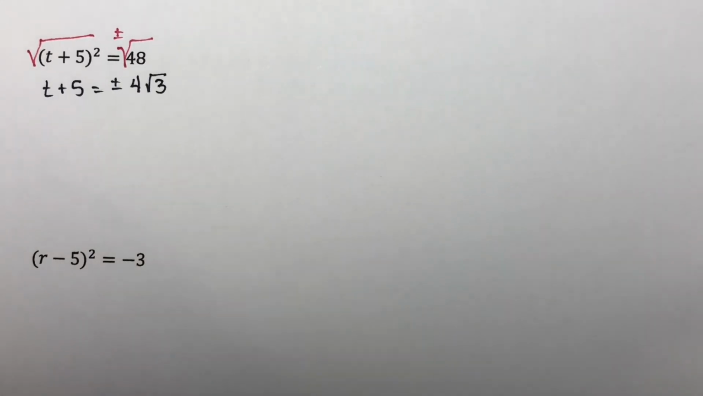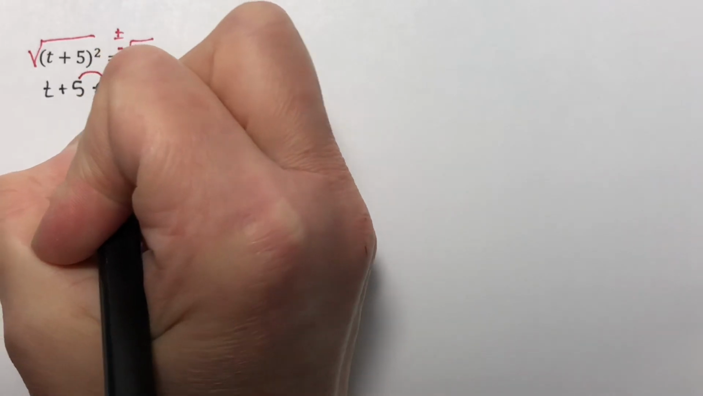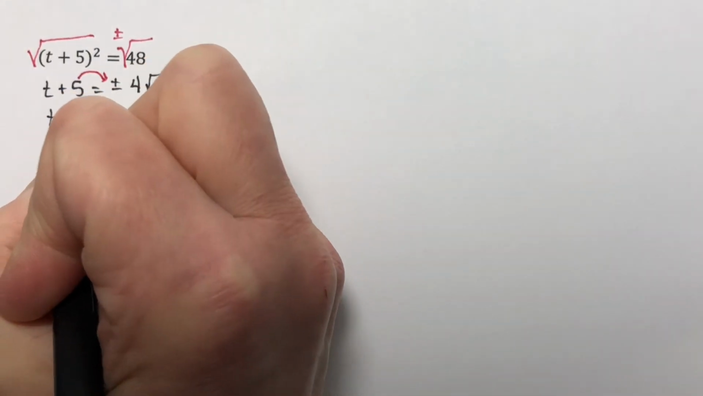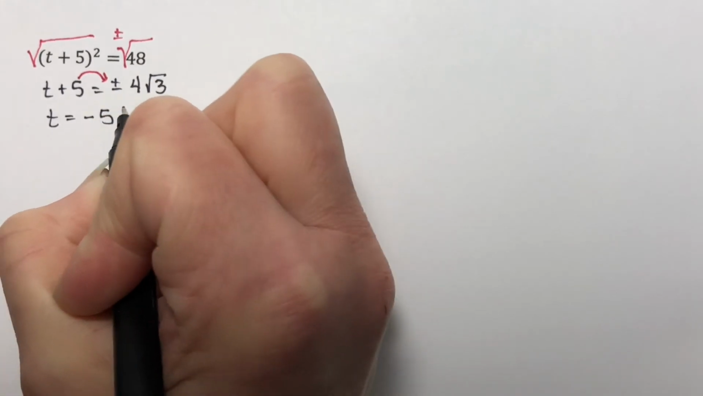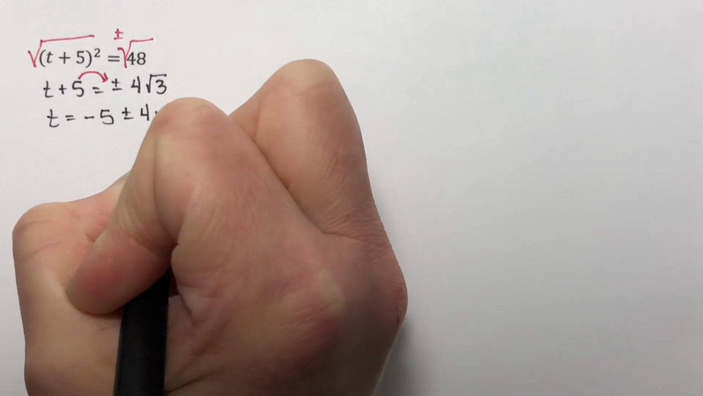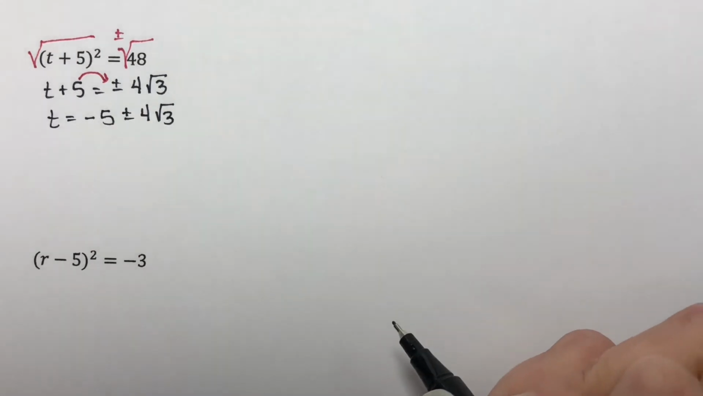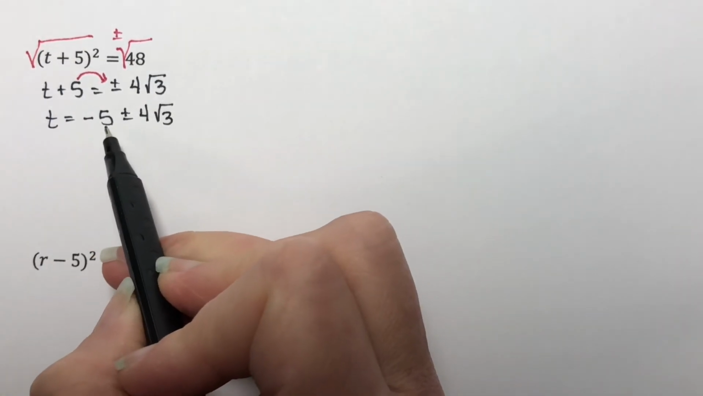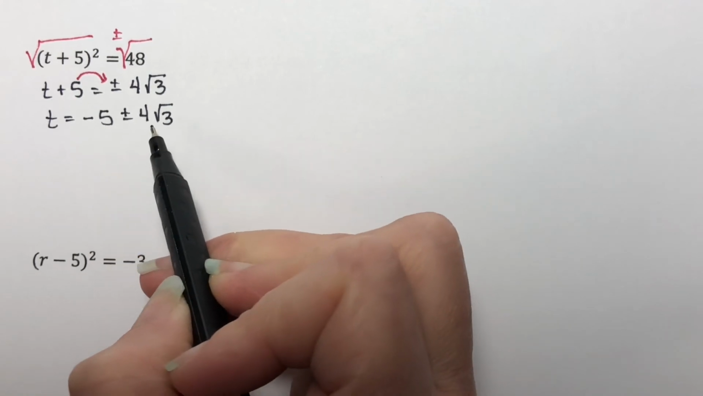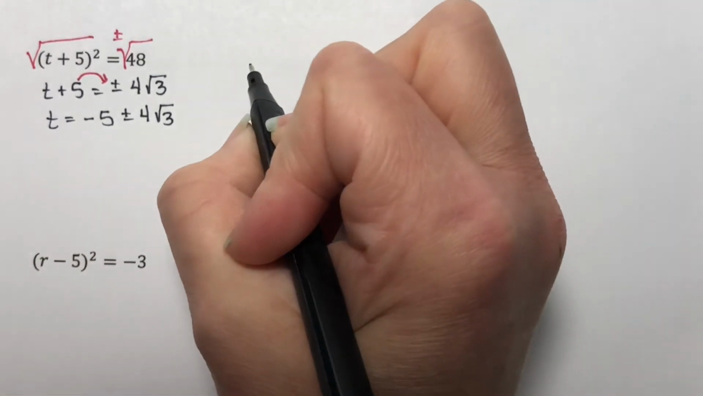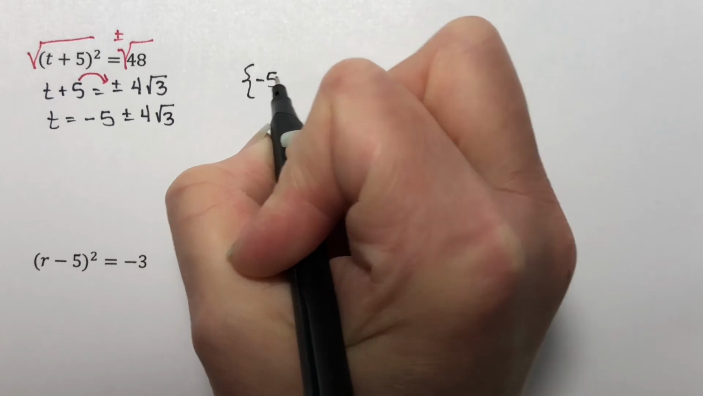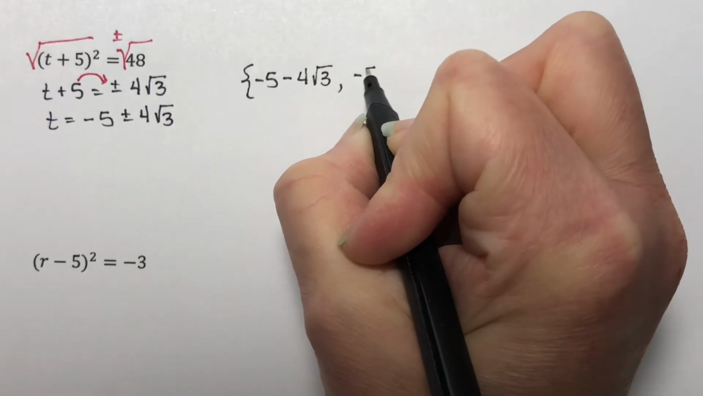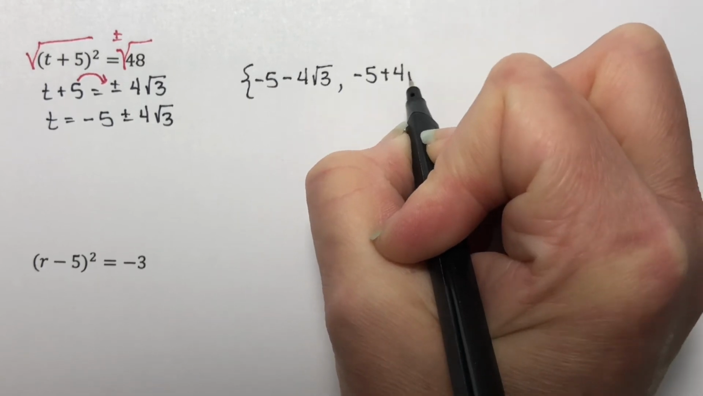So I'm going to subtract 5 from both sides, and I'm going to put that in front of the plus or minus, so that I get t is equal to negative 5 plus or minus 4 square root 3. If we were allowed to combine these, I would, but since this one doesn't have a square root, we cannot combine them. So our two answers are negative 5 minus 4 square root 3 and negative 5 plus 4 square root 3.